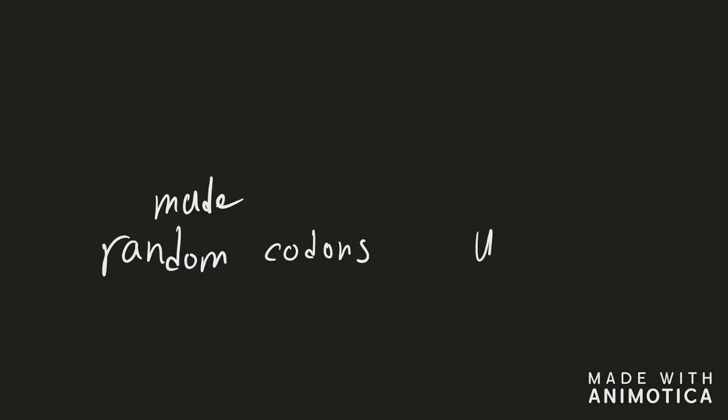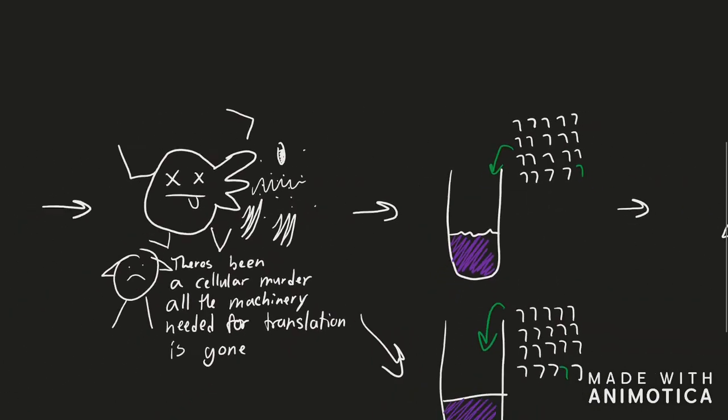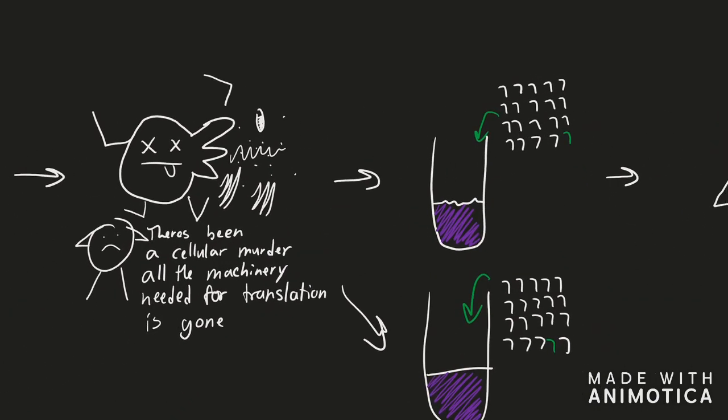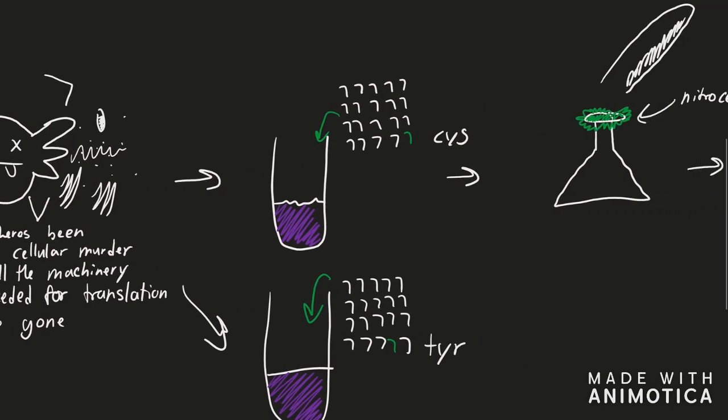For this argument, let's say that they were trying the UGC codon. They would put all the machinery required for translation, and they would also put radioactively labeled tRNAs. Let's say this top one is cysteine, and the bottom one was tyrosine.